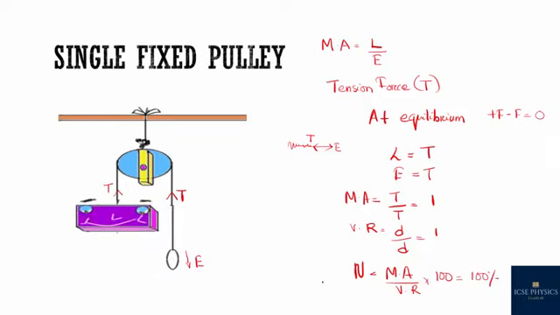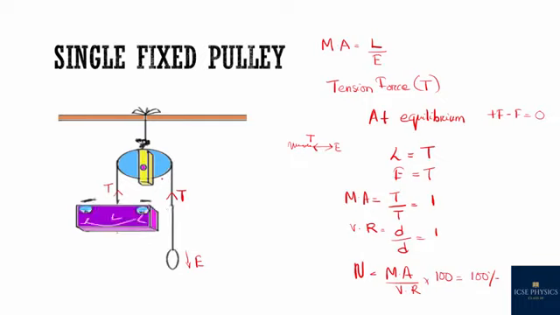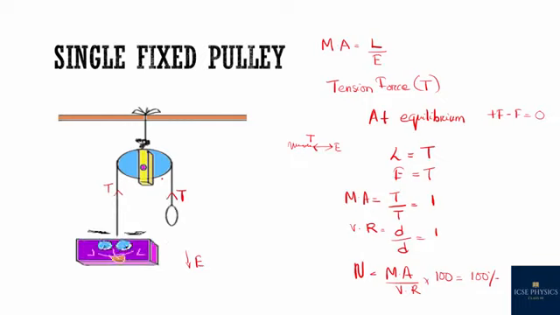So this is considering this fixed pulley to be ideal. In the actual case, there is always friction present in the rim. So actually the efficiency is not 100%, it's less than that. Similarly, the mechanical advantage is also less than 1, but the velocity ratio remains the same.